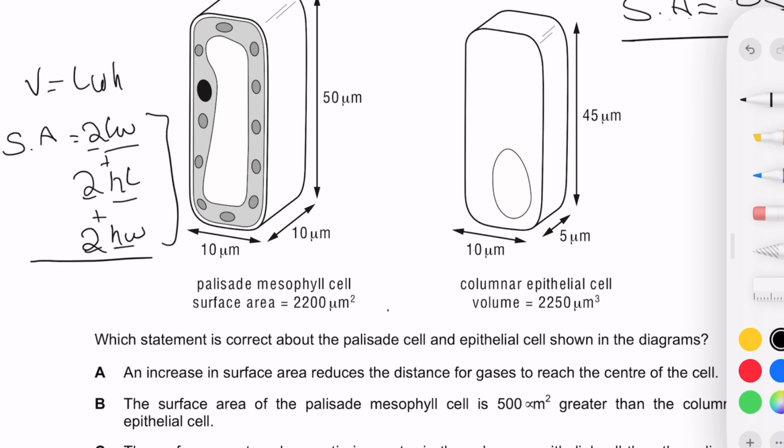So if we calculate here, they already gave you the surface area, but they didn't give you the volume, which we will calculate, and we find it to be 5,000 micrometers cubed. Here, if you want to calculate surface area, you will find it to be 1450 micrometers squared.